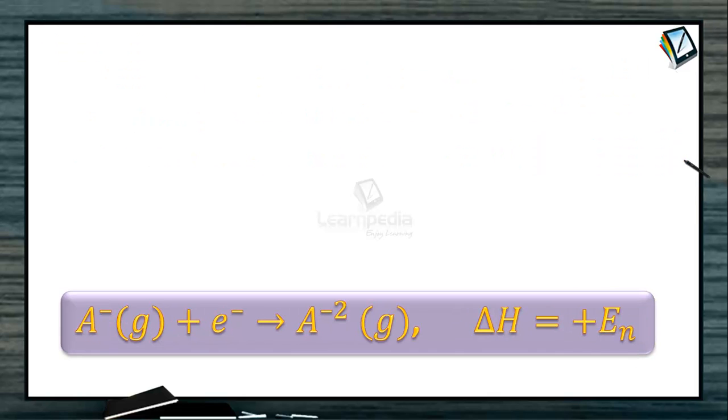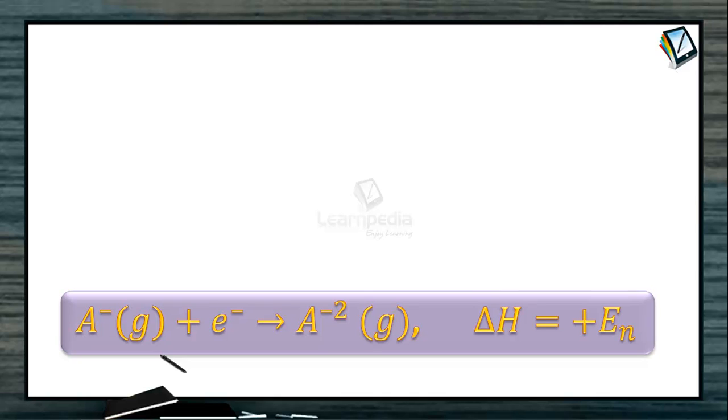Now what happens if you add another electron to the gaseous anion? In the previous case we added one electron to the gaseous isolated atom, and it became a uni-negative gaseous anion. Now if we add another electron to that anion, what happens? Generally the gaseous anion has a negative charge, and the electron also has a negative charge, so some repulsion occurs. In order to overcome those repulsions, the system needs some energy.